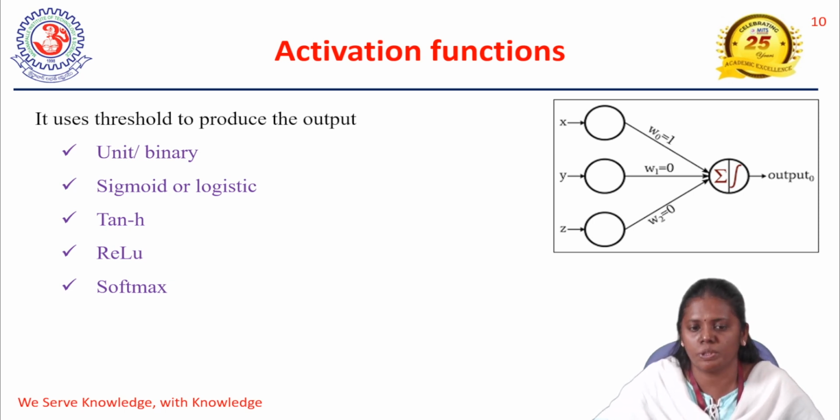So it uses a threshold value to produce the output. You can see in the diagram, the sigmoid symbol represents the activation function. The n number of activation functions used are: first one is the unit or binary activation function, second one is the sigmoid or logistic function, third one is the tanh function, fourth one is the ReLU function, which stands for rectified linear unit, and the last one is the softmax activation function. So these are the various kinds of activation functions that will be used when you're going to design a deep learning model for the task that you have in hand.